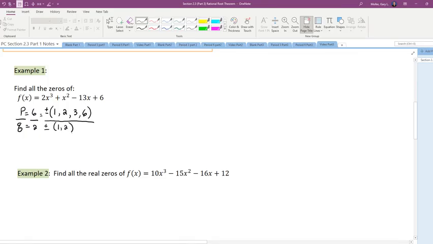So what we want to do first, because we need to have a plan to attack this, let's list the possible rational zeros.